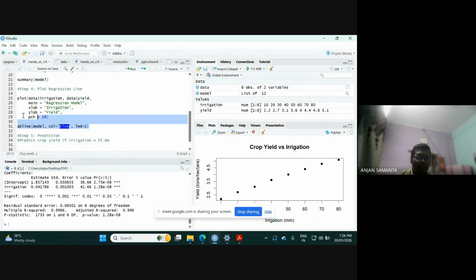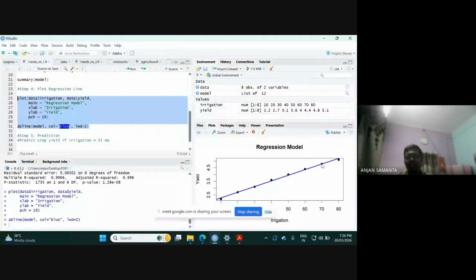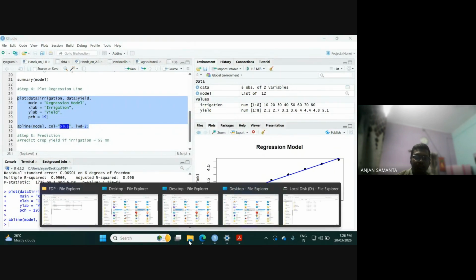If I just plot the corresponding regression line as well, you can see how it is fitting in the right panel. Let me go to the second code now.